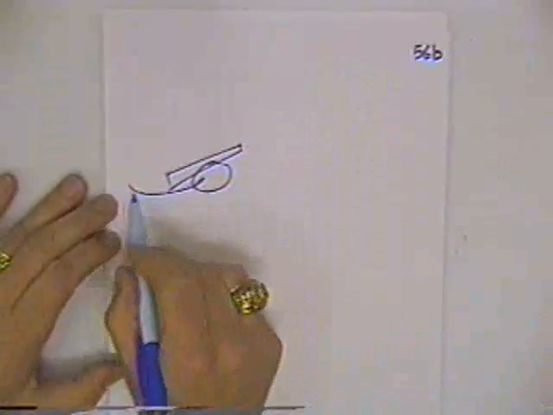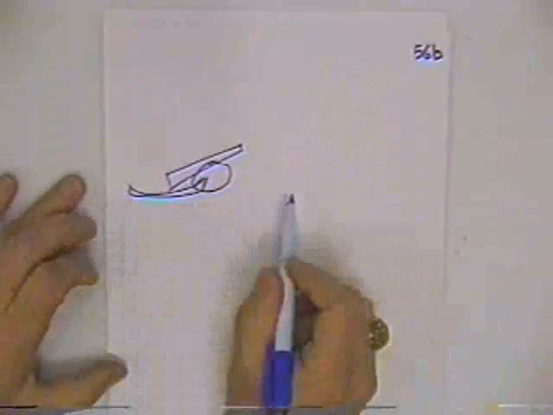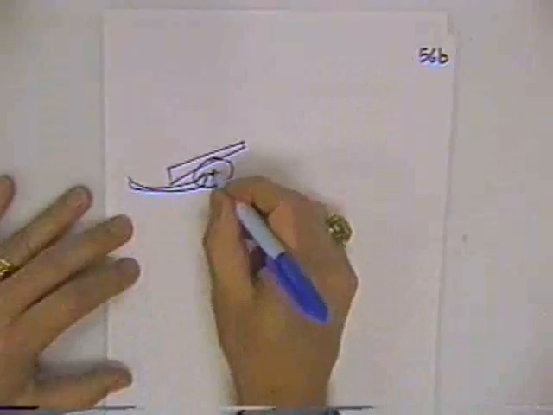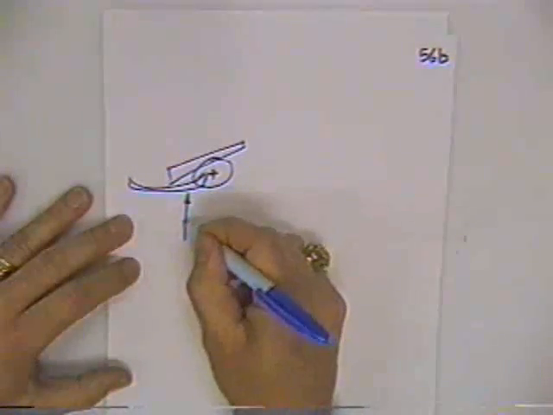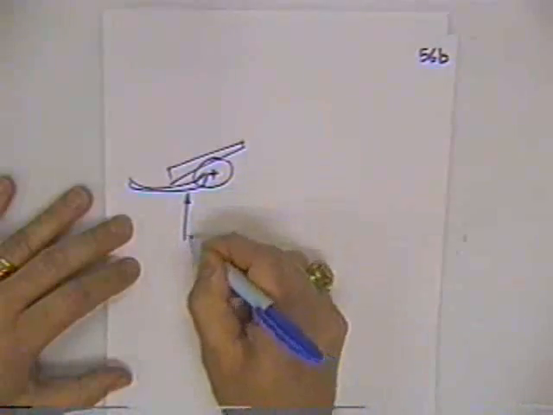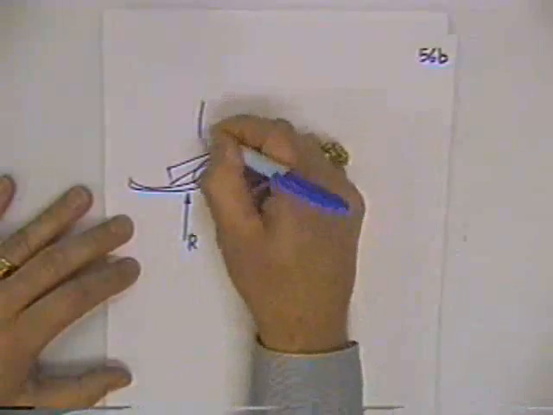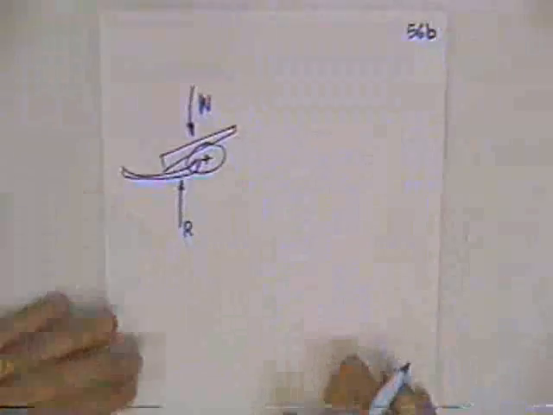Guess I'm not much at drawing cannons. Okay, but here we got a cannon. It's resting on the ground. I'm going to leave the ground out, and I'm going to draw a free body diagram of this cannon. There's some force from the ground, which I'll call R. There's a weight of the cannon, which I'll call W.